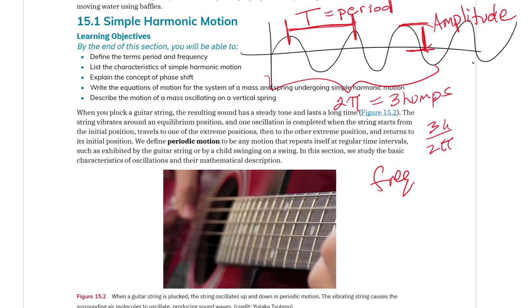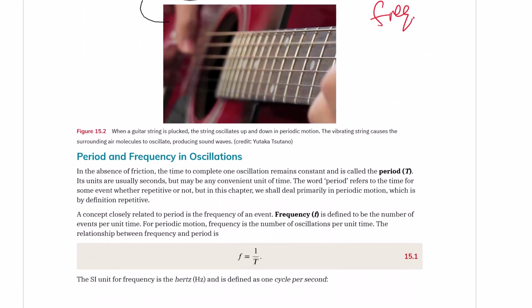Another way you can hear it is periodic motion. What's another word they're using here? Phase shift. Phase shift basically means that if it goes over a little bit and then you do the exact same thing, it's off by the same amount every time. That would be the phase shift. So that's a good start.